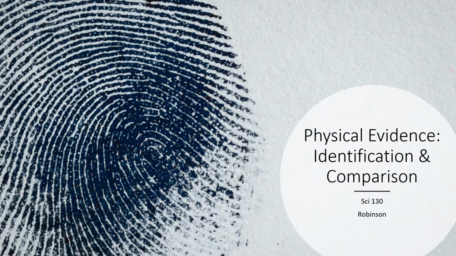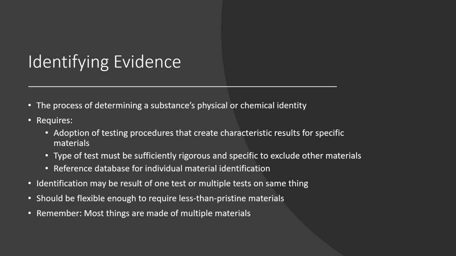Physical evidence, identification, and comparison. The process of determining a substance's physical or chemical identity is the process of identifying evidence, identifying what that piece of evidence really is and really what it is made of.